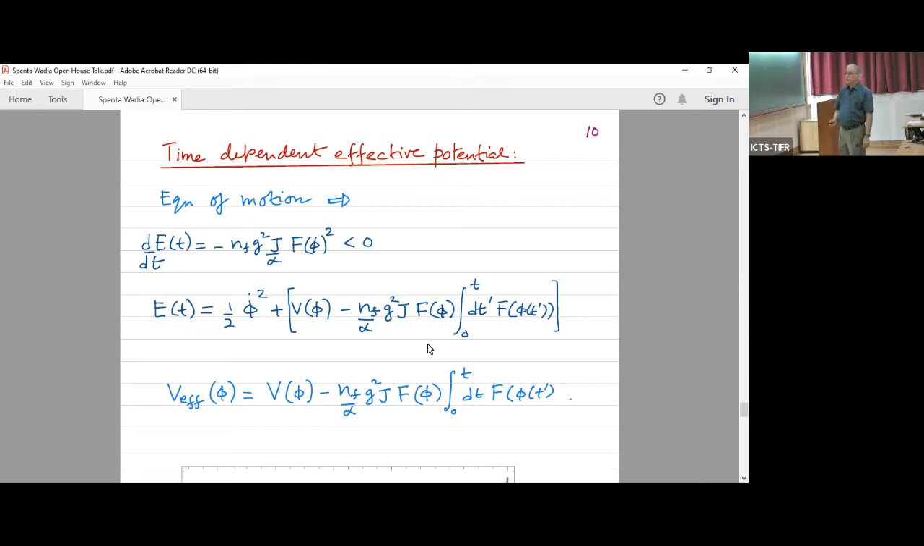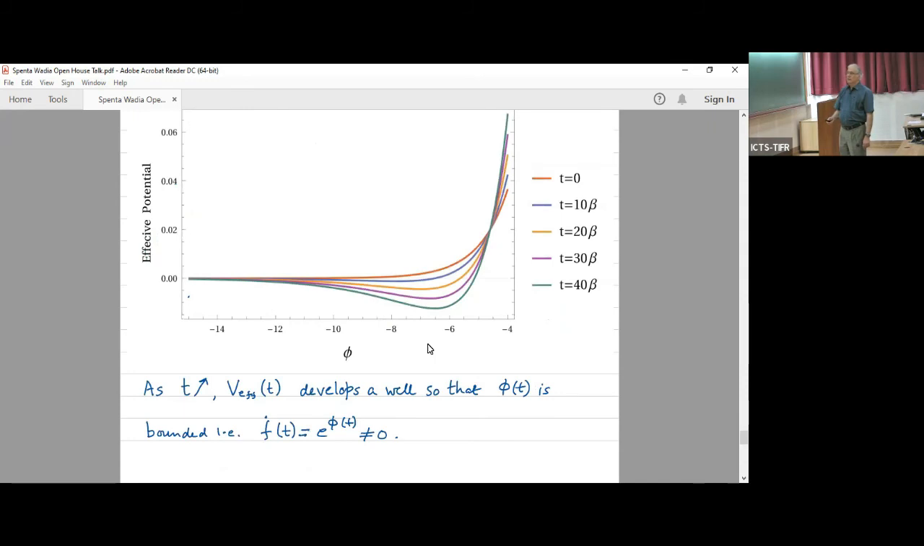And what you do is you extract this effective potential and plot it numerically as time goes on. In a sense, this is the main plot of this talk. Very interestingly, what happens is at time t equal to 0, you have an effective potential which supports a black hole. And as time goes on and on, this potential dips over here. And the dynamics is then constrained to some region, and it's bounded. If it's bounded, f dot cannot be 0. And this is another way of seeing that the horizon is gone.